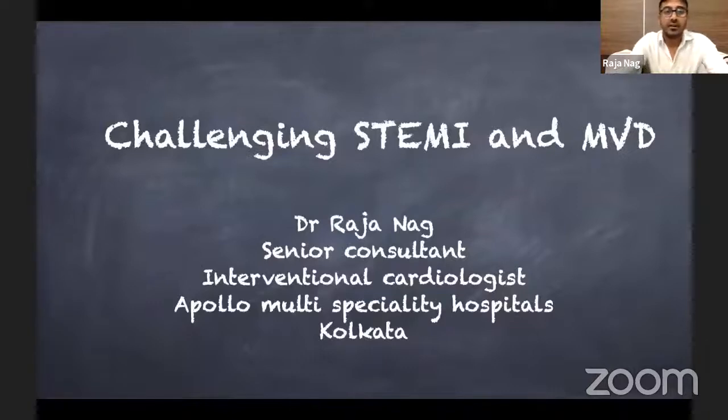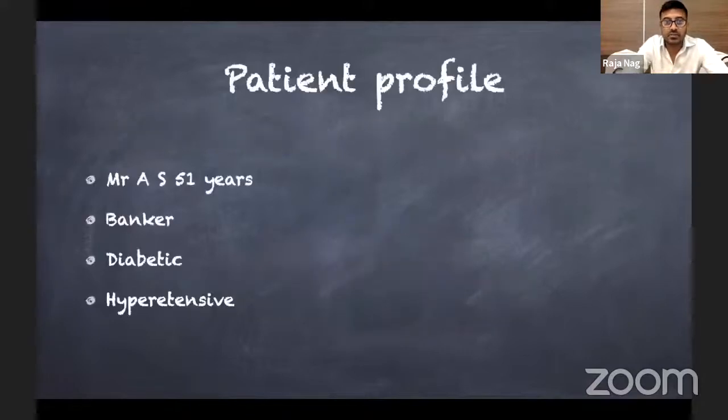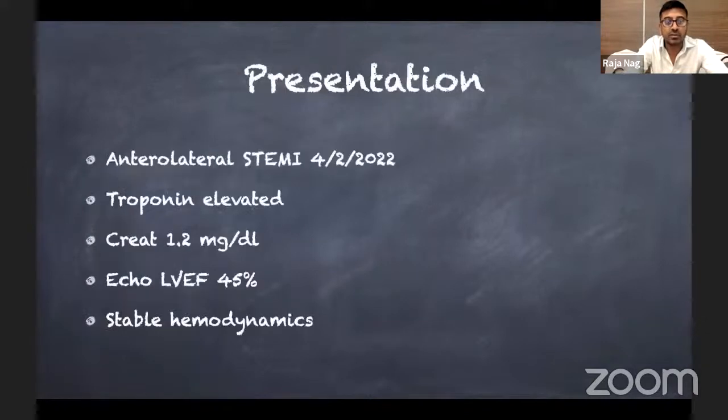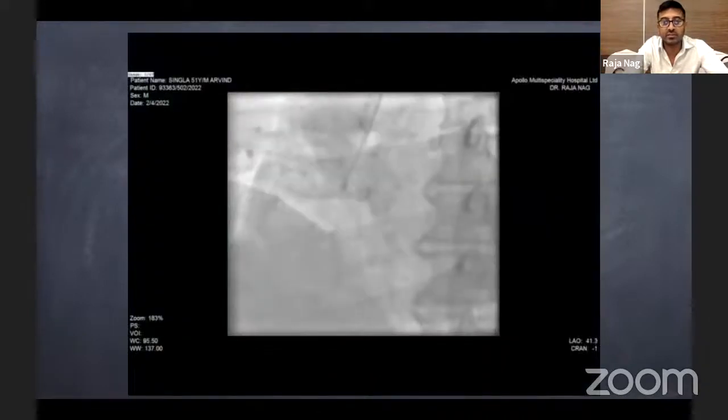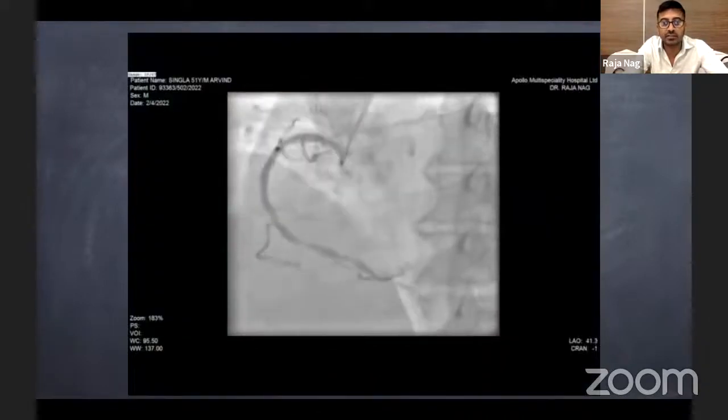Thank you. I'll be showing you a challenging STEMI patient who also had multivessel disease. This patient is 51 years old, a banker by profession, diabetic and hypertensive, non-smoker. He presented with anterolateral MI on 4th of February. His troponins were elevated, creatinine was normal, ejection fraction was around 45% with stable hemodynamics, although systolic BP was around 90 to 100. This was his angiogram, right radial route with a 6 French catheter.